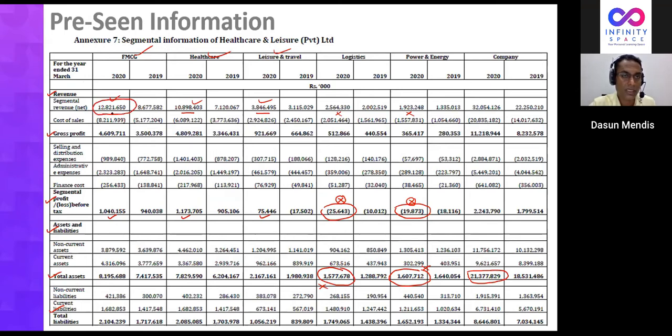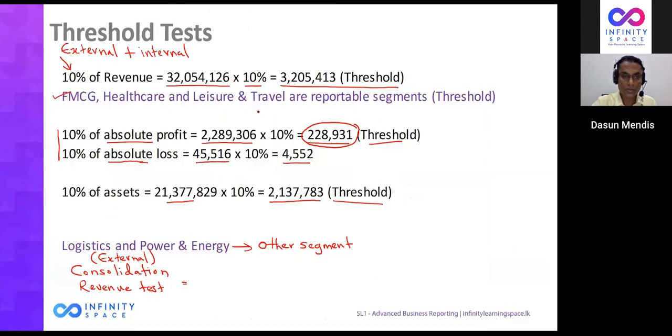Here 12.8 million, this one is 10.8 million, leisure and travel 3.8 million. Take the total of these three. What is the total of these three? If I add them together using the calculator, 12,821,650 plus 10,898,403 plus 3,846,495, that comes to 27,566,548.